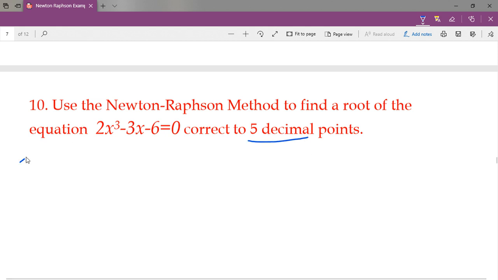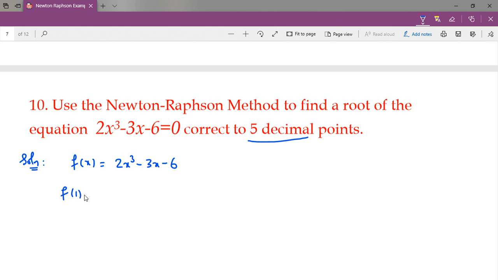Here also they have given 5 decimal places. So we start with the solution. The first step, we write f of x. F of x is 2x cube minus 3x minus 6, equal to 0. So we check for the root. We go for f of 1, it is 2 minus 3 minus 6, which is minus 7.